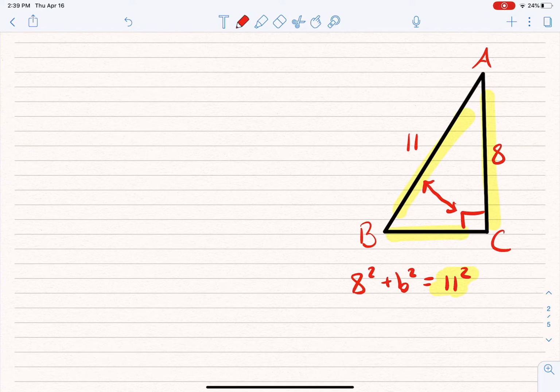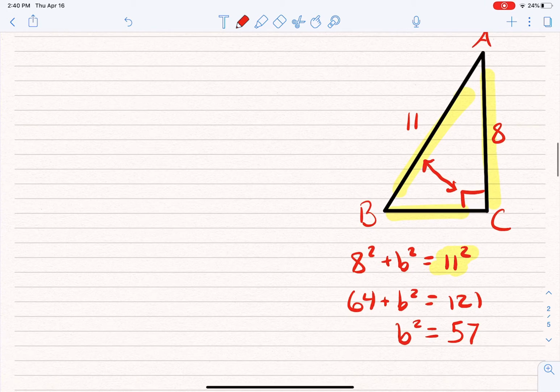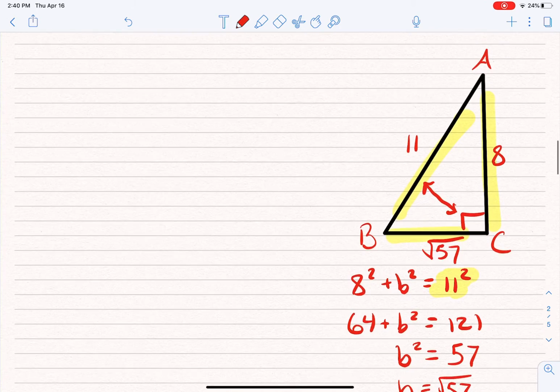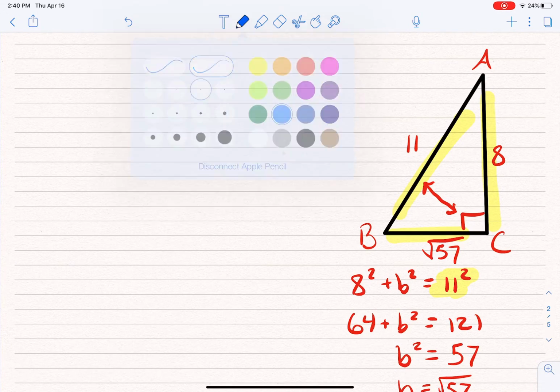So anyway, 8 squared plus b squared equals 11 squared. That should give you 64 plus b squared is equal to 121. When I subtract the 64, I get that b squared has got to be equal to, if my math is right, 57. And if b squared is 57, another way of looking at that would be to say that b is the square root of 57. So that's how long this side is right here. It's the square root of 57. Now that we've got the lengths of all three sides, we can go ahead and do the rest.